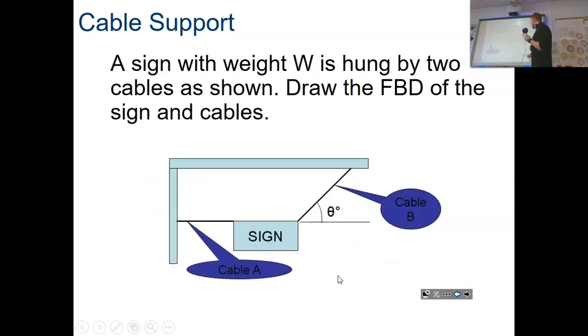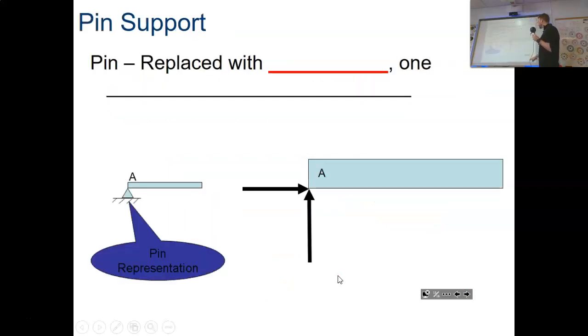Here's a sign, and it's got two ropes, so there's going to be a force here, we'll call it number 1, and a force here, we'll call it number 2. They don't have to be equal. One of these could be pulling harder than the other, and that's probably what's going to be happening. But you just replace those, and then I would put gravity in here, which is pulling down on our sign.